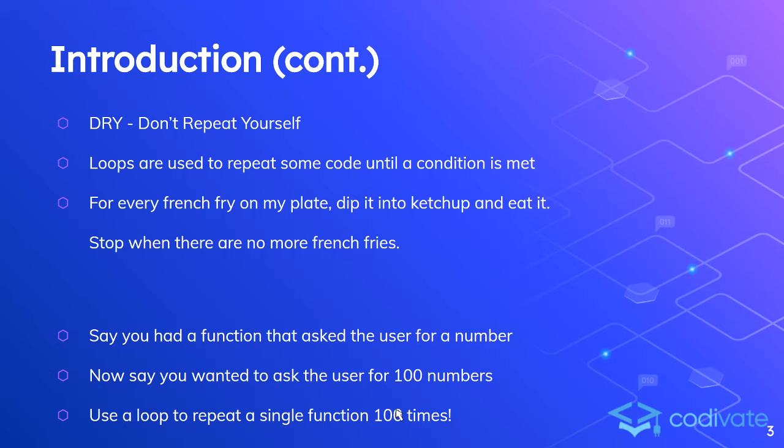This is an example of using a loop in programming instead of repeating the same line of code over and over. In this example, we will use a loop to check how many French fries are left on my plate and then continue dipping them in ketchup until all of them are gone. The next example we can talk about is a function that asks the user for a number. What if you wanted to ask the user for 100 numbers? We can use a loop to repeat that single function of asking the user 100 times.